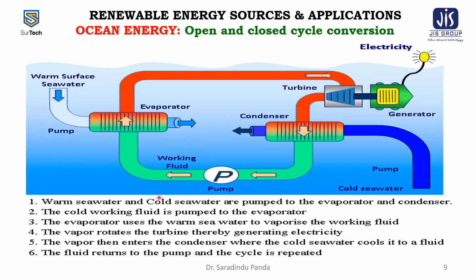This is the flow diagram of the closed cycle system. The warm seawater and the cold seawater are pumped to the evaporator and the condenser. The cold working fluid is pumped to the evaporator. The evaporator uses the warm seawater to vaporize the working fluid. The vapor then rotates the turbine, thereby generating the electricity. The vapor then enters the condenser, where the cold seawater cools it to a fluid, and then the fluid is again returned to the pump and the cycle is repeated.